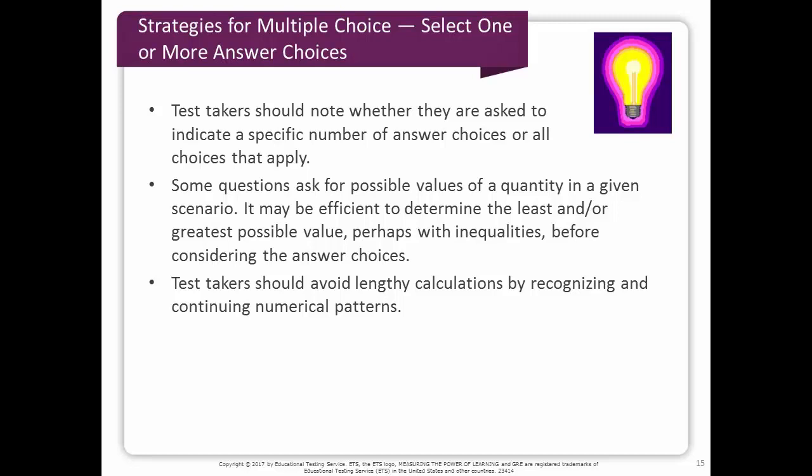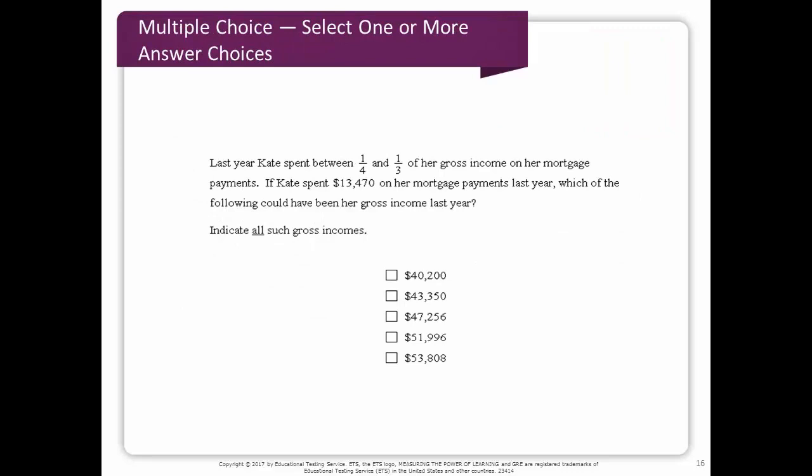In some questions that involve conditions that limit the possible values of the numerical answer choices, it may be efficient to determine the least and/or the greatest possible value. Knowing the least and/or greatest possible value may enable you to quickly determine all of the choices that are correct. Avoid lengthy calculations by recognizing and continuing numerical patterns. Let's look at another example.